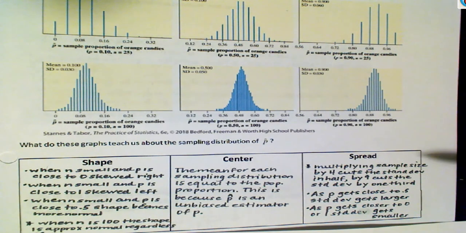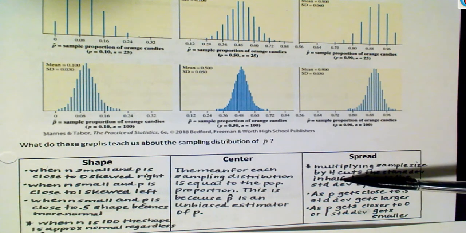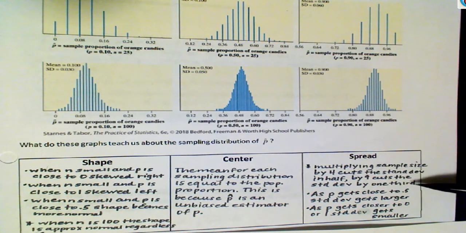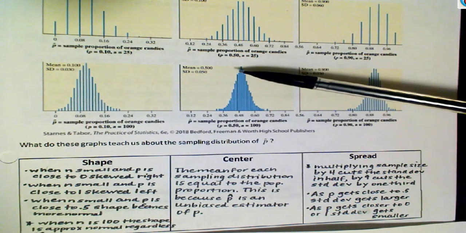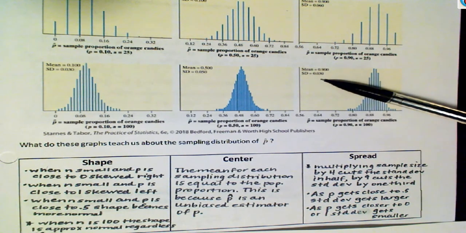So 4 would cut it in half, and if you multiply by 9, it's going to cut it to 1/3. As p gets close to 0.5, the standard deviation does get larger. So if we look at the standard deviation of these, you can see that that's happening here. And as p gets closer to 0 or 1, the standard deviation gets smaller.